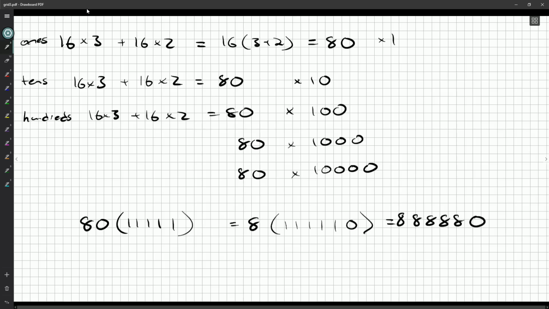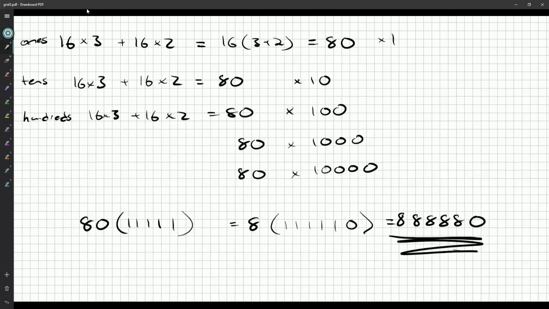Oh, need one more. And our final answer is going to be 888,880. Okay, it's not the only way to explain it, but it is important to be clear where these numbers are coming from, adding up the ones digits, adding up the tens digits. You do want to write something intelligent.